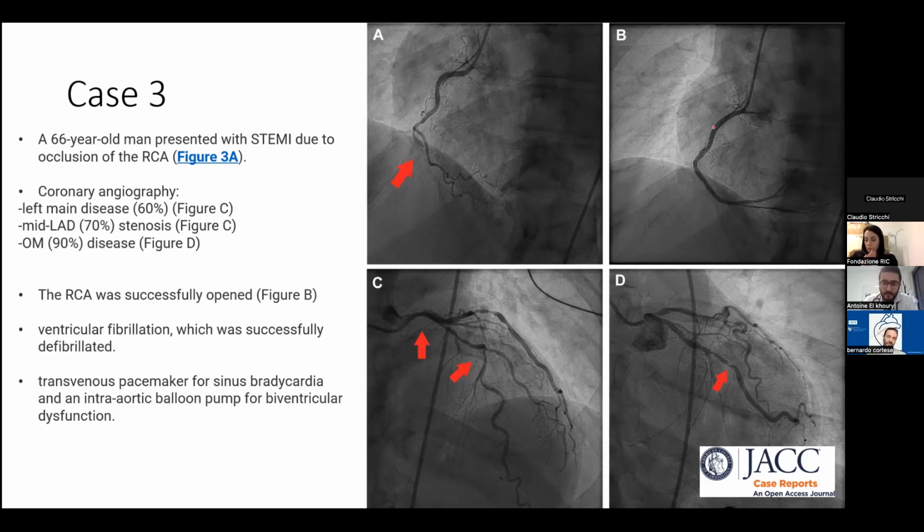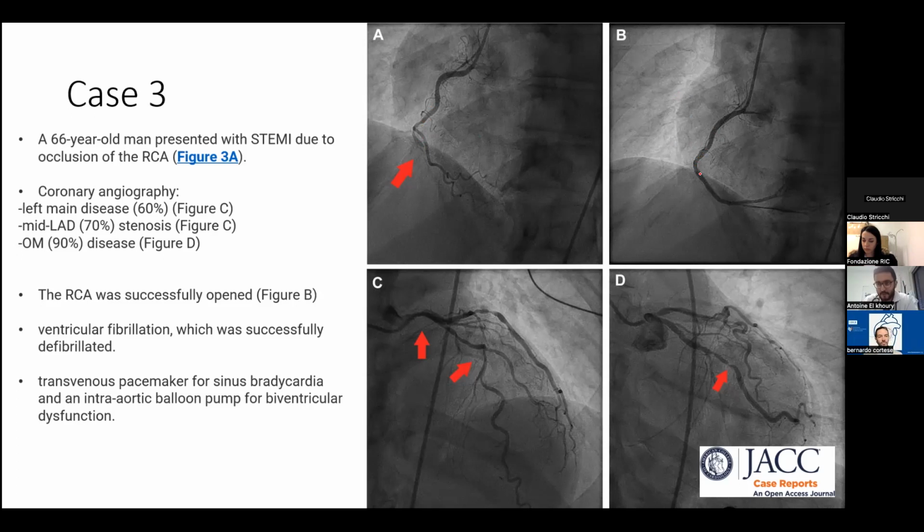Okay, so as you can see in figure A, we have an occlusion of the RCA, which we think was the culprit vessel because of the STEMI on the ECG. We had signs that the inferior wall was affected, so it was the RCA. So the RCA was successfully opened. As you can see on figure B, a stent was placed and the right coronary artery was reopened.